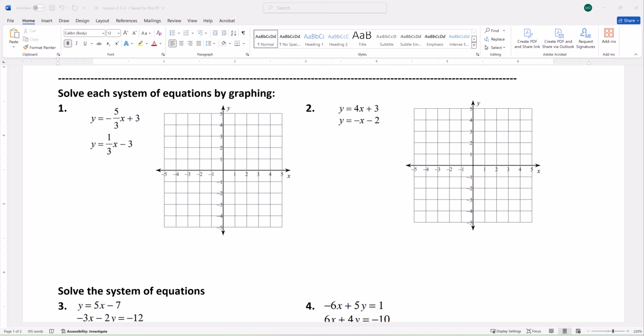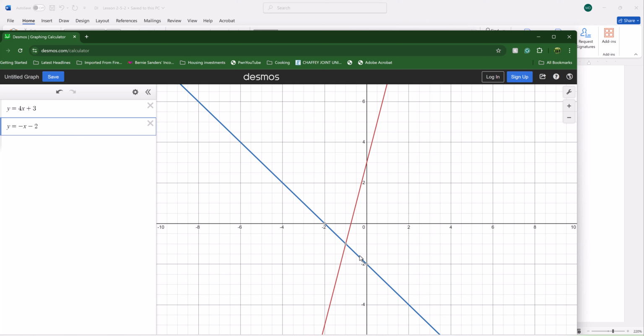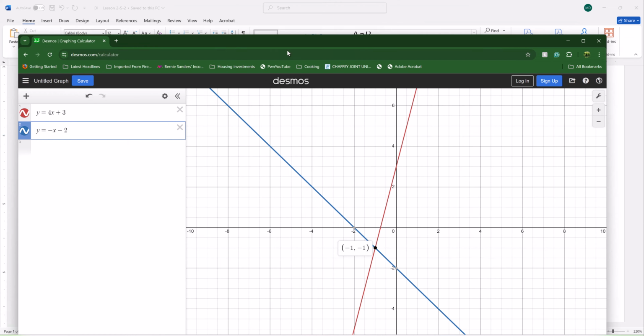So solving system of equations. For numbers 1 and 2, you're going to graph it by taking an XY table. Now, just to save some time, here's number 2, right? It's graphed. This is what you're looking for, where they intersect. That is always the solution to a system of equations, where they intersect. So in this case, my answer is -1, -1.